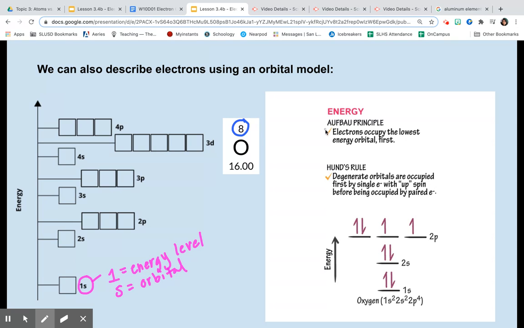So one is called the Aufbau principle, and this basically says that electrons occupy the lowest energy orbital first. So I'm going to start from the bottom and work my way up. That's basically what the Aufbau principle says. Secondly, Hund's rule says electrons want to be as far apart from each other as possible, so they're going to occupy their own space or orbital first before they double up, right?